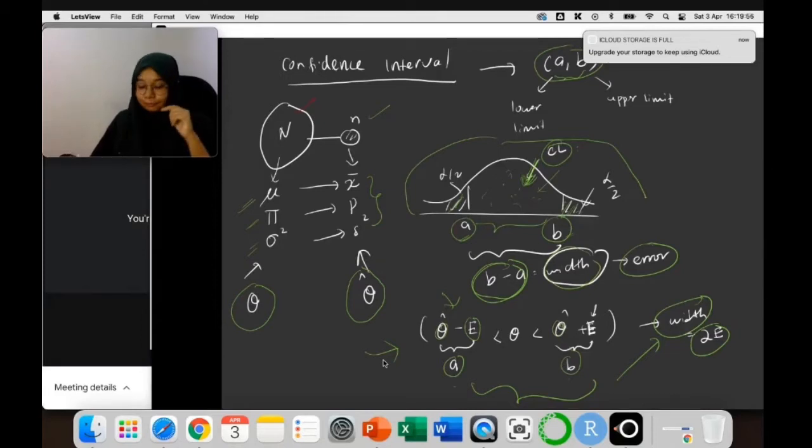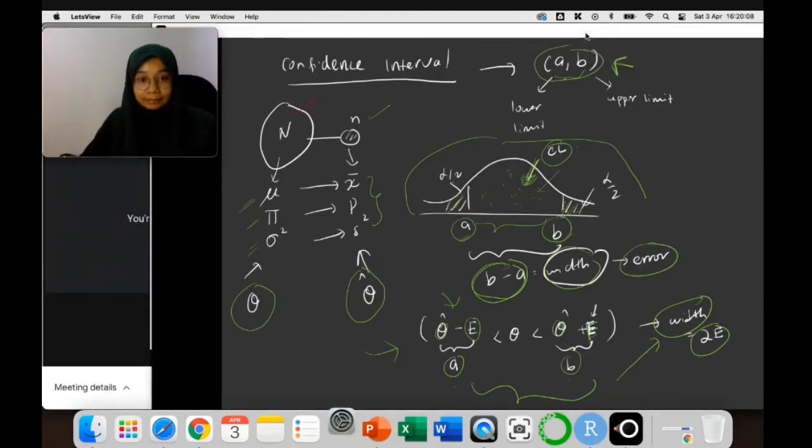Okay, how to find the error? Error can be obtained from the formula of the confidence interval. So our purpose is we want to find the confidence interval, the A and B.